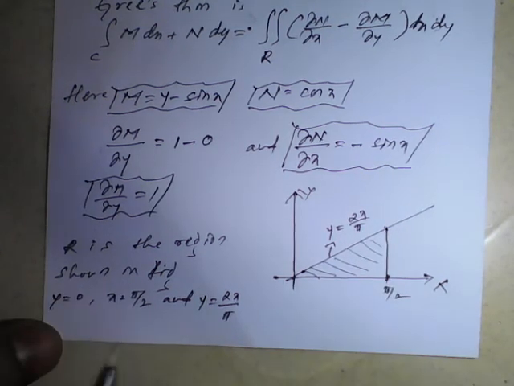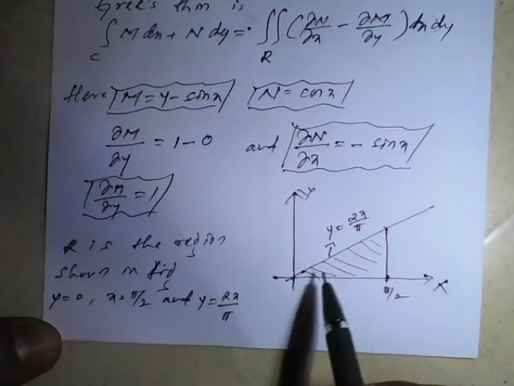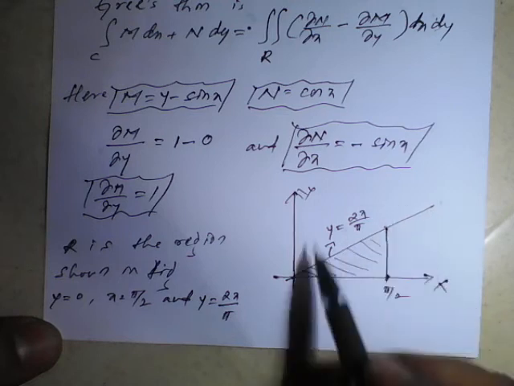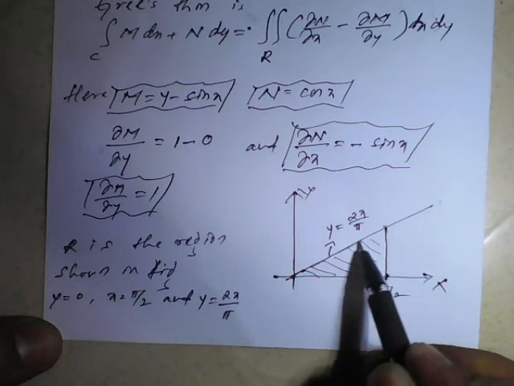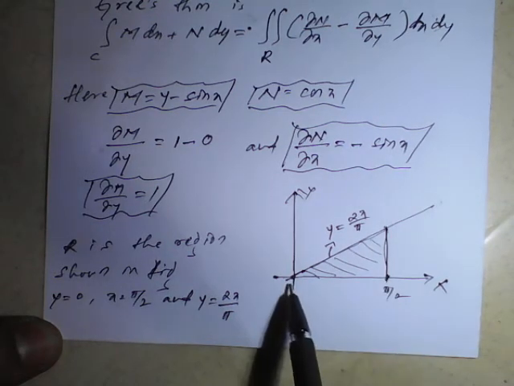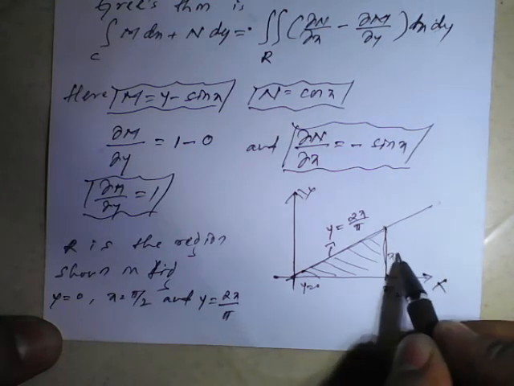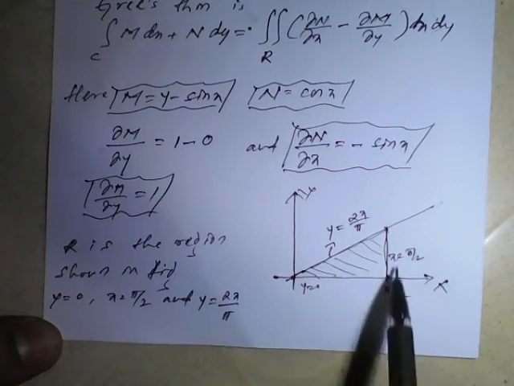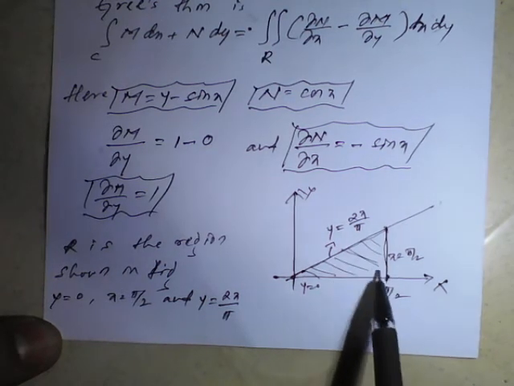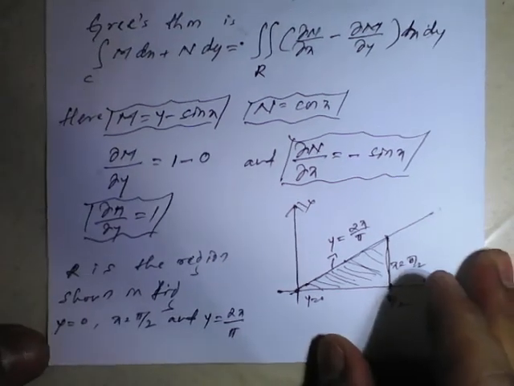So the region is between y is equal to 0 on the x-axis, up to x is equal to pi by 2, and the line y is equal to 2x in the xy plane. So this is the intersecting area, between y is equal to 0 and x is equal to pi by 2. Fine. So the complete region is there. Now we need to see how to apply the limits for the integral.